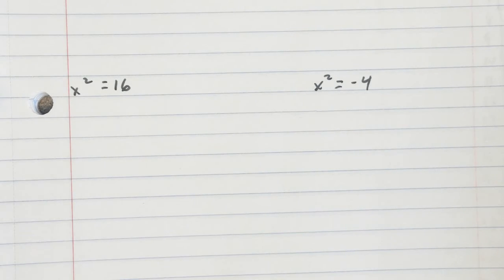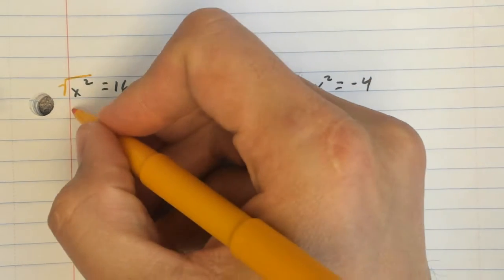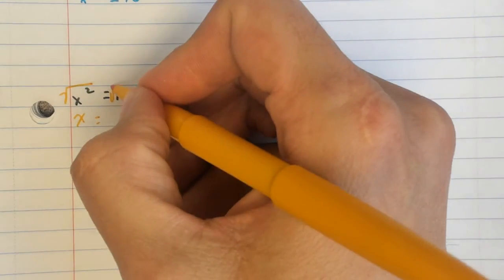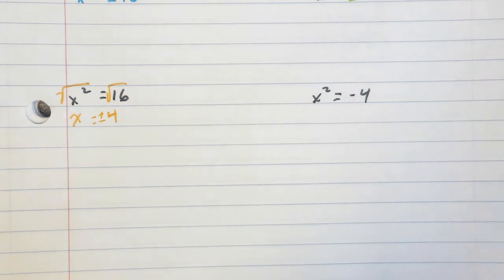x squared is equal to 16. x squared is by itself. The square root of x squared is x. The square root of 16 is plus or minus 4.